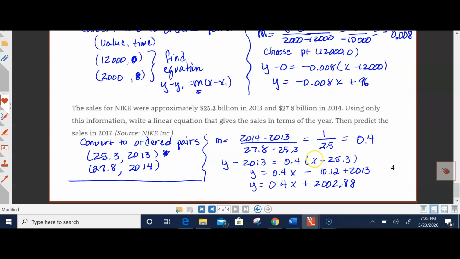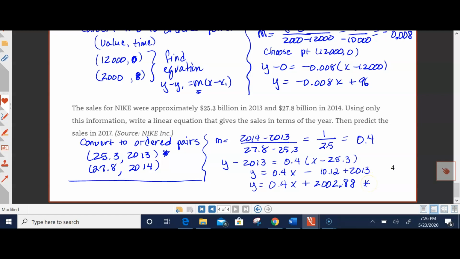So I distribute out my 0.4 to both values. So I have 0.4x, 0.4 times 25.3 is 10.12. And that's a subtraction. So 0.4x minus 10.12, and then I took the 2013 and added it to the other side. So that gives me an equation that represents Nike sales as y equals 0.4x plus 2002.88.